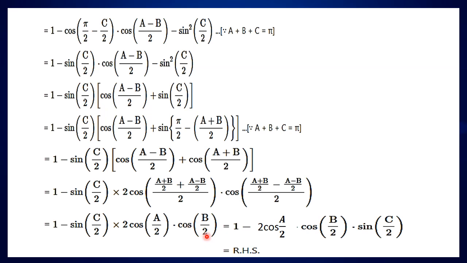That is 1 minus 2 into sin, cos A by 2 into cos B by 2 into sin C by 2. That is the RHS.